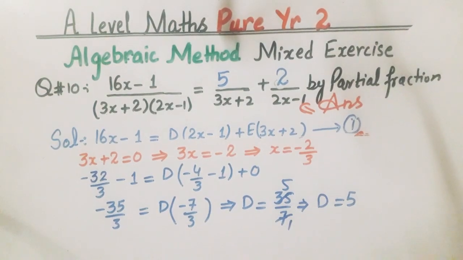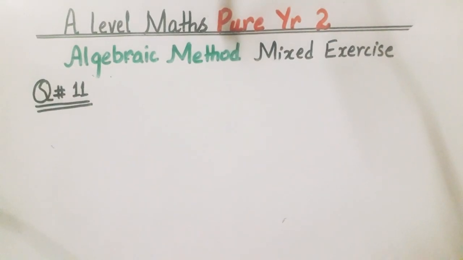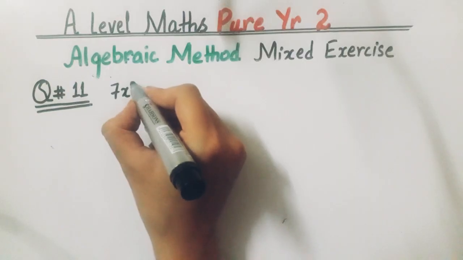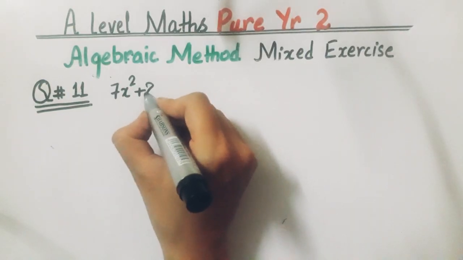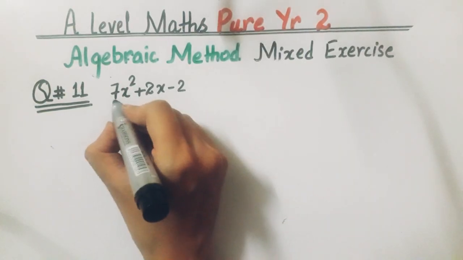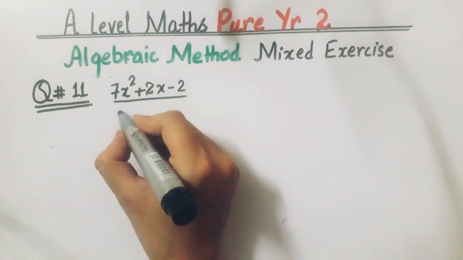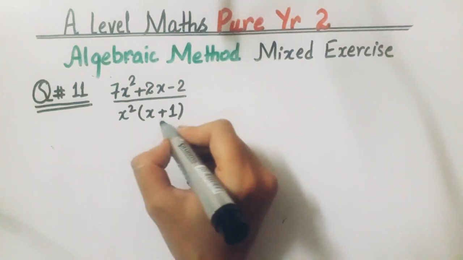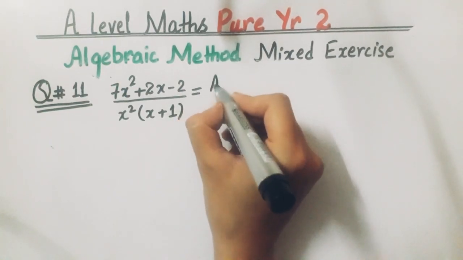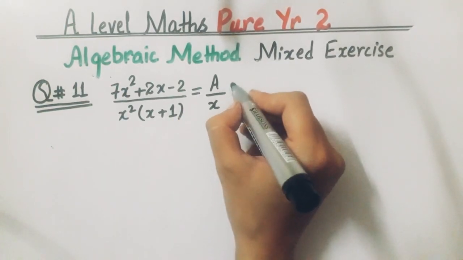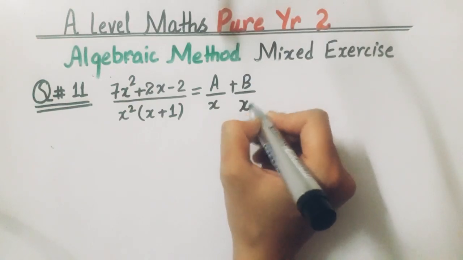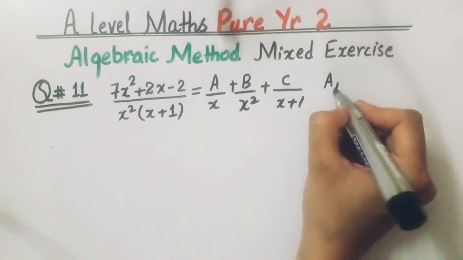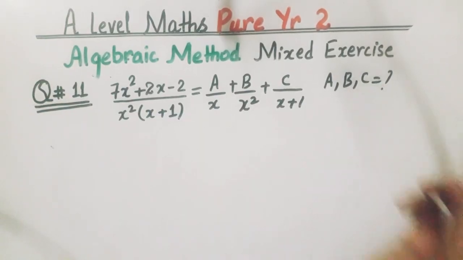Now we will solve question number 11. Question number 11 is 7x square plus 2x minus 2, divided by x square into (x plus 1). And these are repeated factors. So a over x plus b over x square plus c over x plus 1. Find a, b and c.